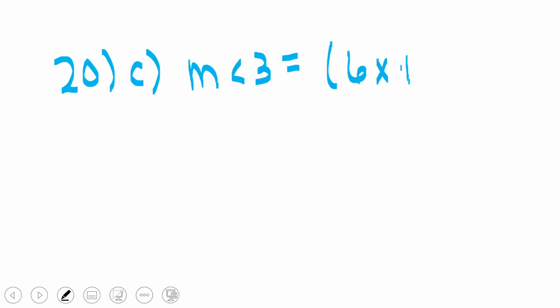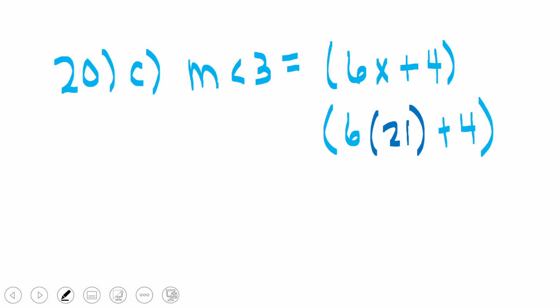20c will solve for the measure of angle 3, which equals 6x plus 4. So 6 times 21, plus 4. That is 126 plus 4. And that is equal to 130 degrees for the measure of angle 3.